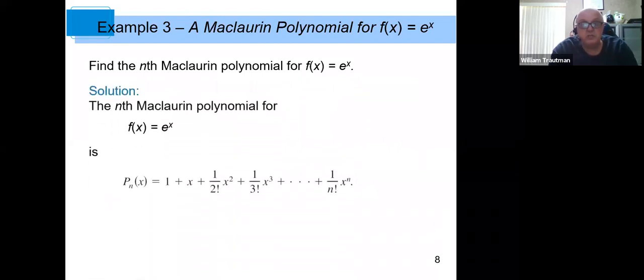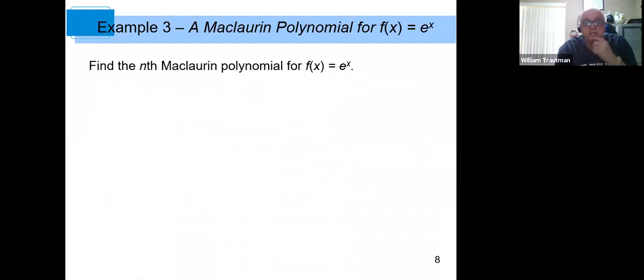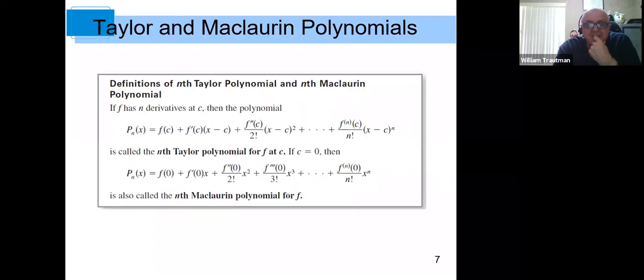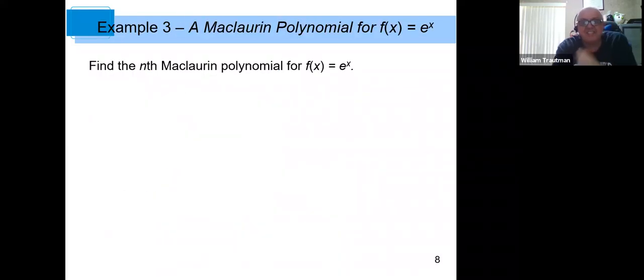So we're going to do it for this problem right here. Find the nth Maclaurin polynomial. And so the first thing, I guess that was it. Let's take a look at this. So once again, Maclaurin, if we say Maclaurin, then C equals 0. So I'm going to write down the formula again right here.